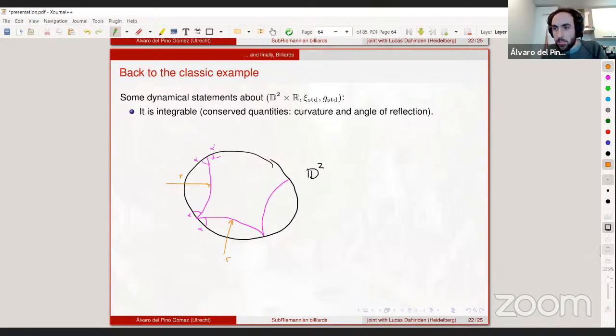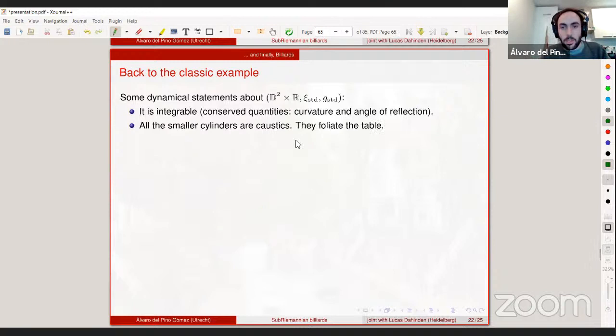Okay. Now the next picture. Then you can also notice that because of the symmetry of the problem, due to integrability, essentially, given such a trajectory, there's a unique cylinder such that you touch it once in between reflections. This is called a caustic. What we are saying is that all geodesics satisfy this, all of them have a corresponding caustic, and all the cylinders will be caustics. So the claim is the table is foliated by caustics. This is again integrability.